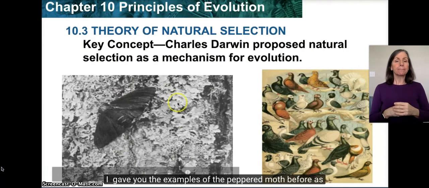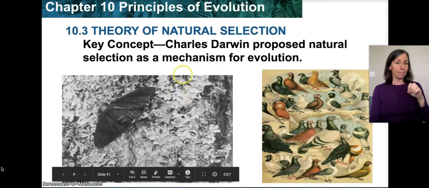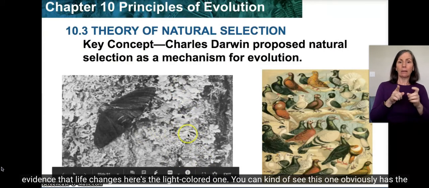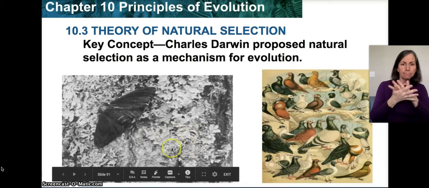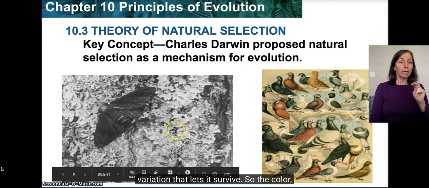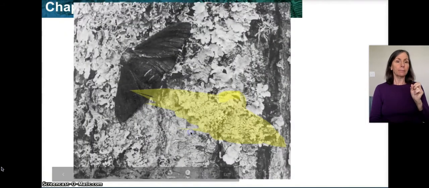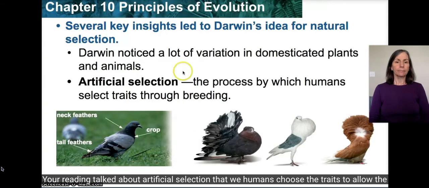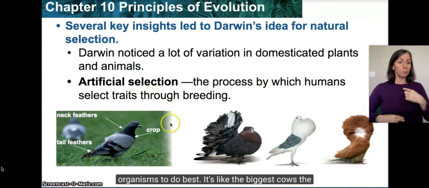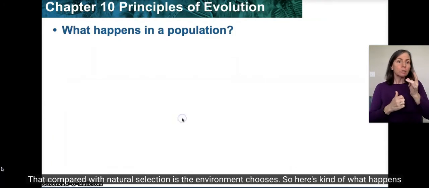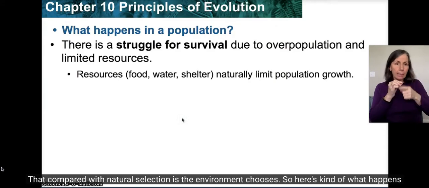I gave you the examples of the peppered moth before as evidence that life changes. Here's the light colored one. You can kind of see, this one obviously has the variation that lets it survive. So the light color is the adaptation. Your reading talked about artificial selection that we humans do. We choose the traits to allow the organisms to do best, like the biggest cows, the juiciest tomatoes. That compared with natural selection is the environment chooses.